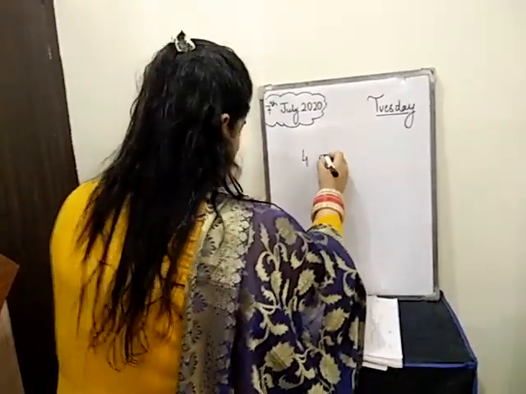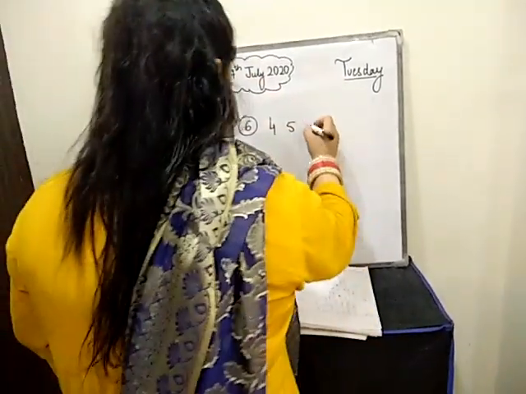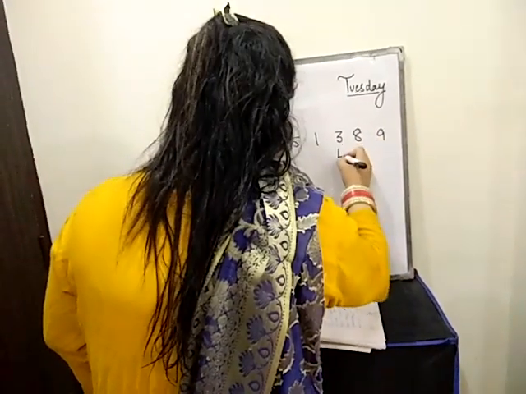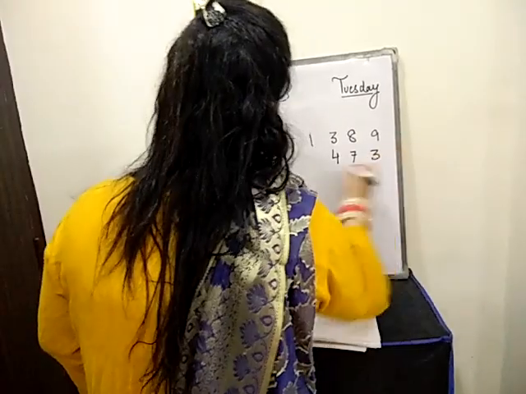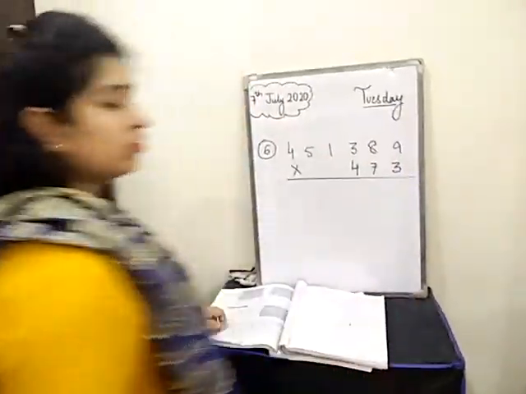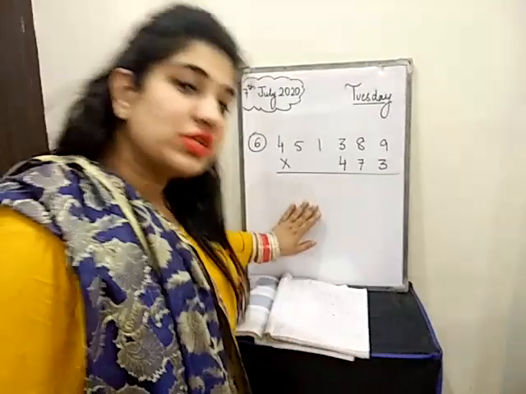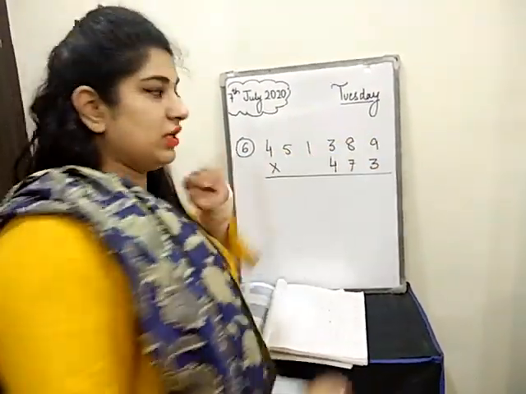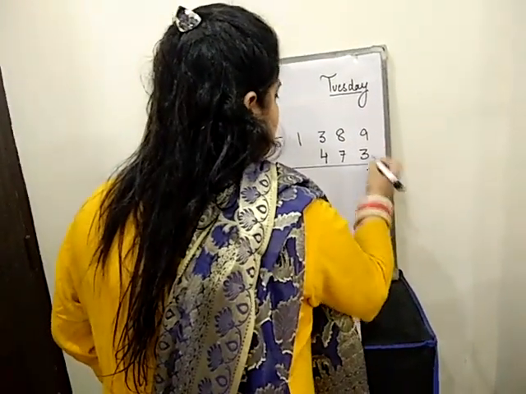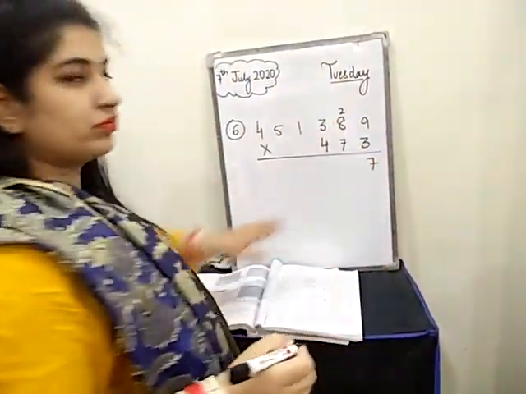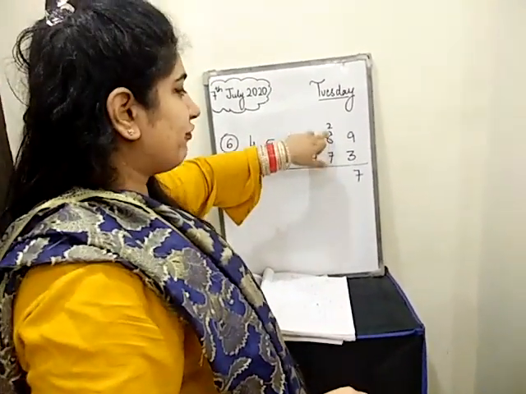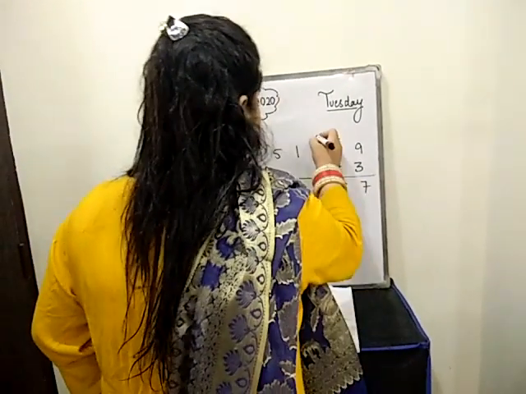Four, 5. This is part 6 of question number B. 1, 3, 8, 9. You have to multiply it with 473. So first of all, what you will do? Yes, you will multiply 3 with 9. It will be 27. So 7 carry 2. Now you will multiply 3 with 8, that is 24 plus 2, 26.